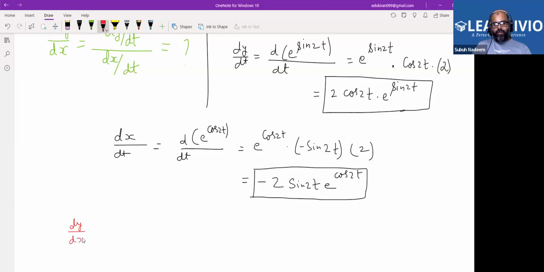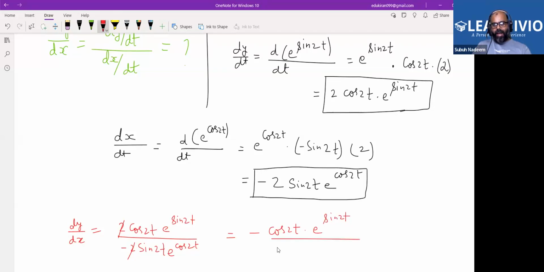Dy by dx will be dy by dt, which is 2 cos 2t e to the power sine 2t, and dx by dt will be minus 2 sine 2t into e to the power cos 2t. Now 2 will cancel and the minus sign will be there, and it will be cos 2t into e to the power sine 2t by sine 2t into e to the power cos 2t. Now let us see what they are actually.